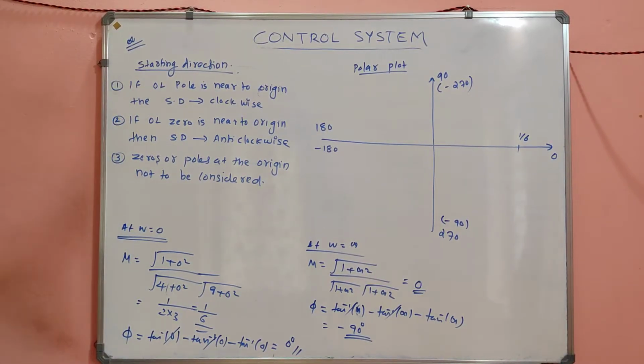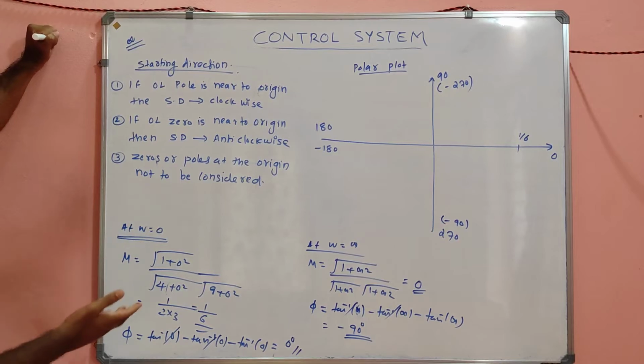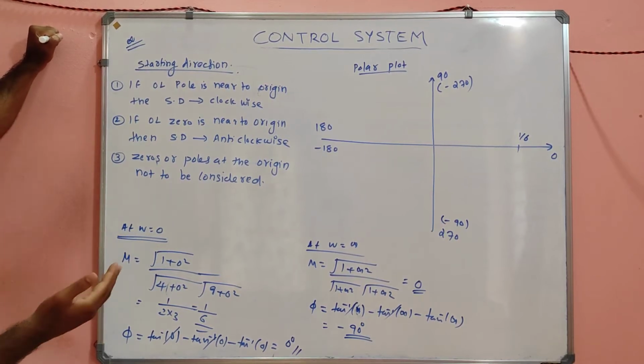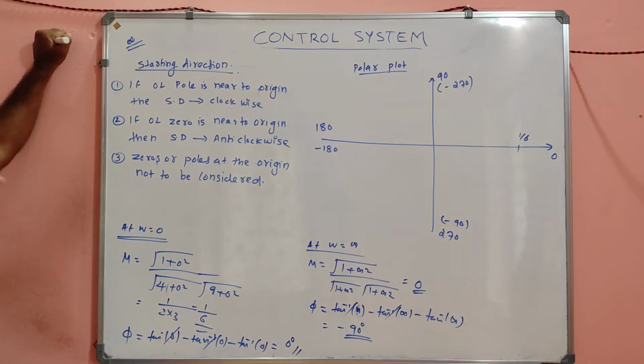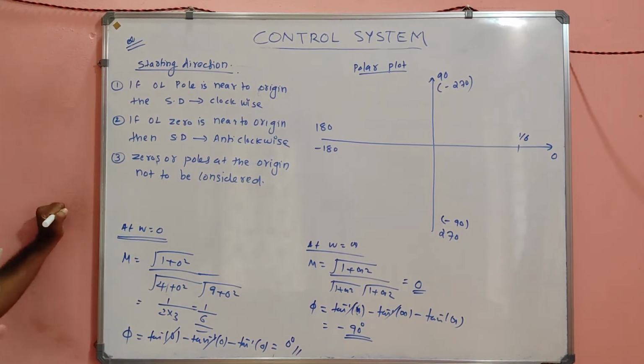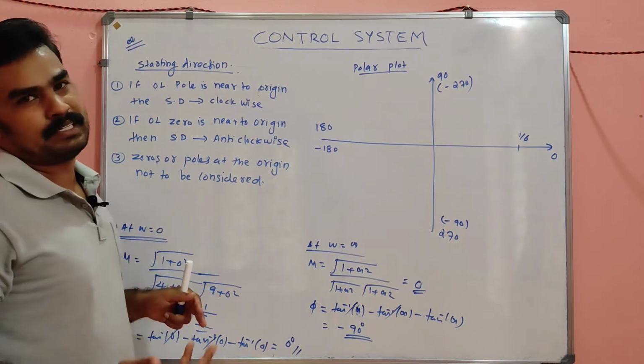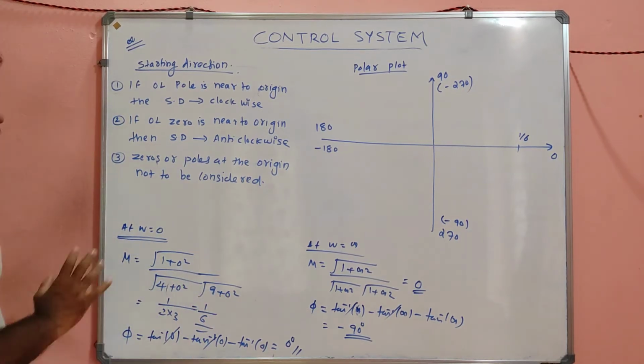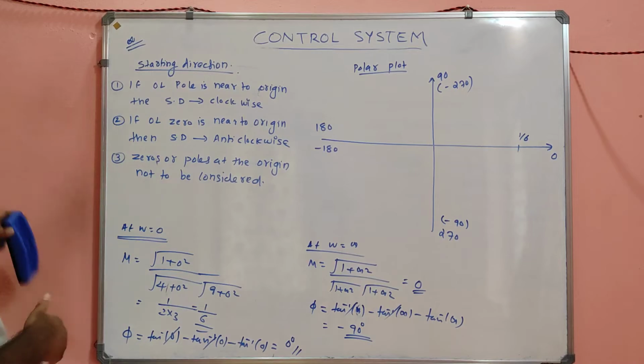So this is the starting direction criteria. If the open loop pole is near to the origin, then the starting direction will be clockwise. If the open loop zero is near to the origin, then the starting direction will be anti-clockwise. If zeros or poles are at the origin, you need not consider them. At the origin you just blink your eyes. You just consider what is happening near the origin. That's all. Is it clear? So that's all of the starting direction.